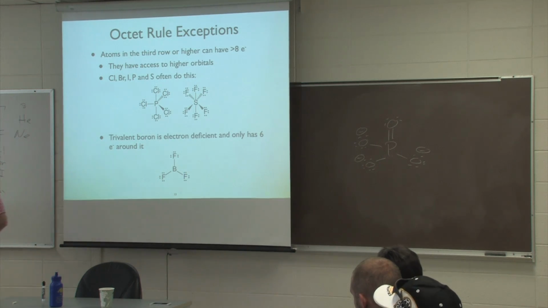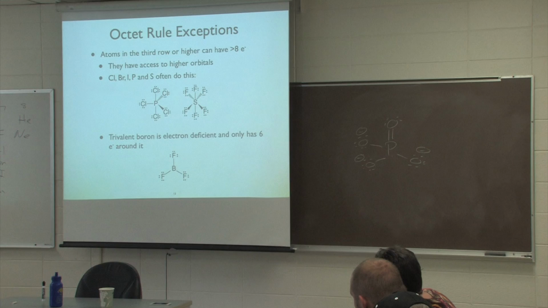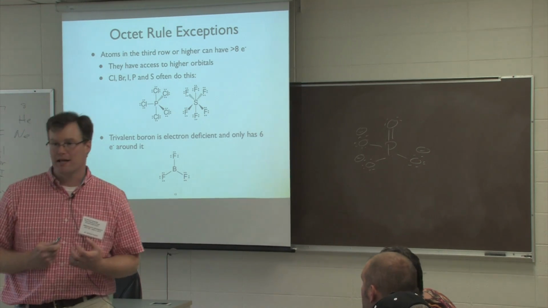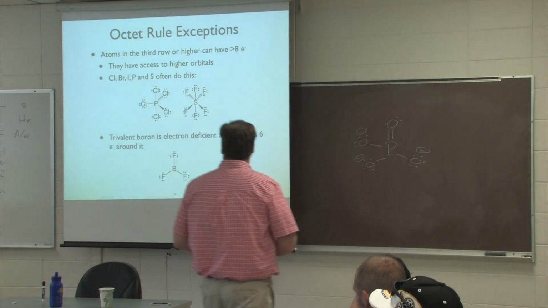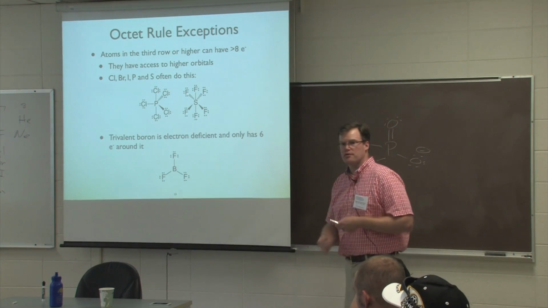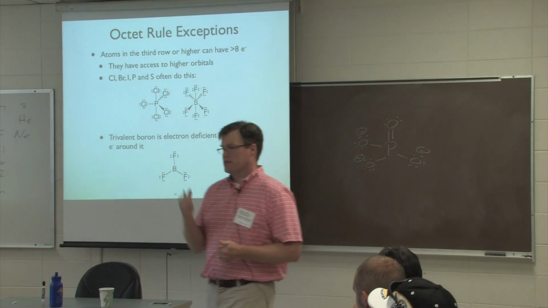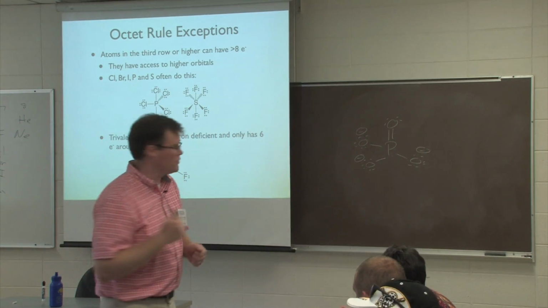Boron's another exception. Boron is a compound that tends to have less than an octet. And BF3 is a good example of that. Let's go through this to really prove to ourselves that this is the correct Lewis structure for BF3.